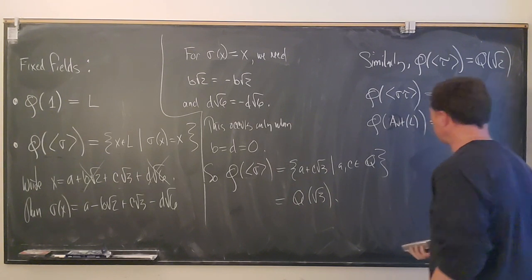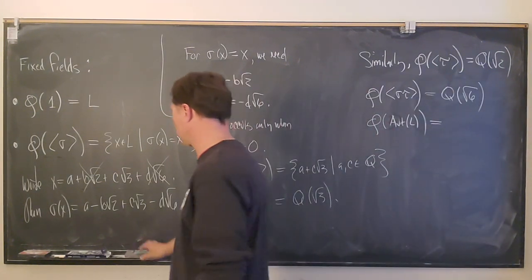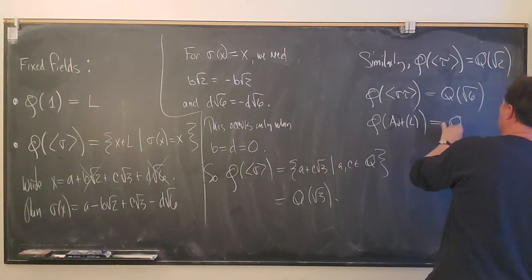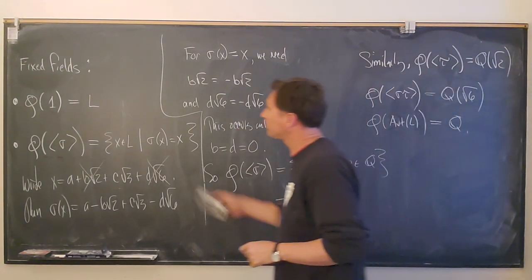Oh, actually, I kind of want to think about this for a second. So let's see. What would you have to look like? Oh, of course. Who are you going to be? It's going to be Q. Duh. Sorry, I spaced out there for a second.